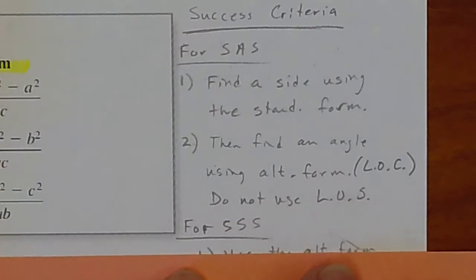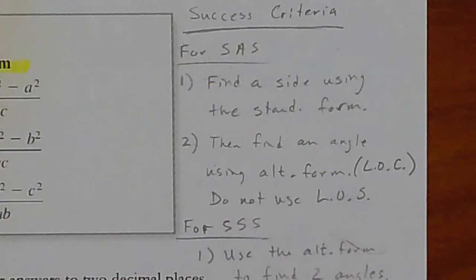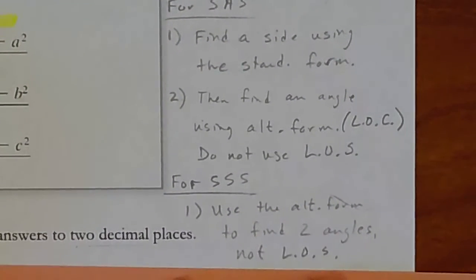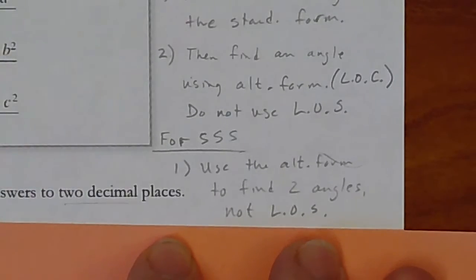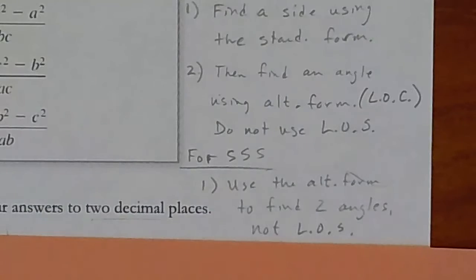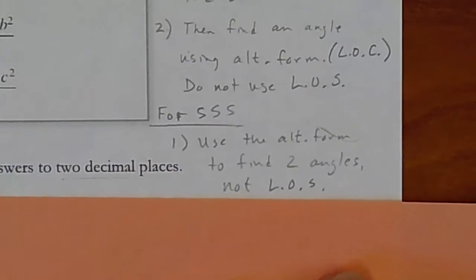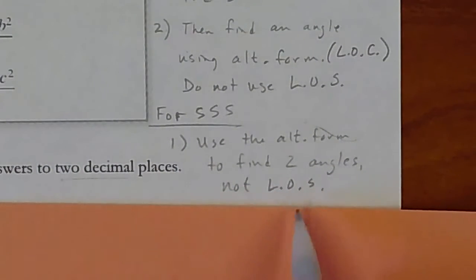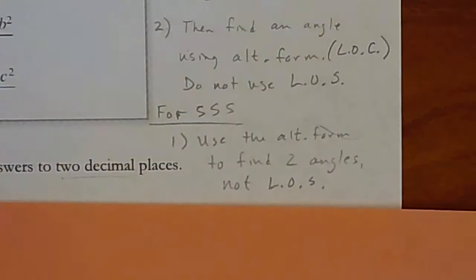When we get side-side-side, use the alternative form, these three formulas here, to find two angles. Again, a reminder: do not use the law of sines. It can cause problems in the process. Pause to copy this down if you need to.